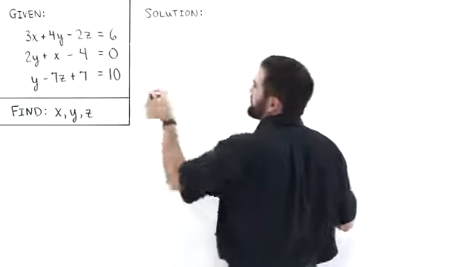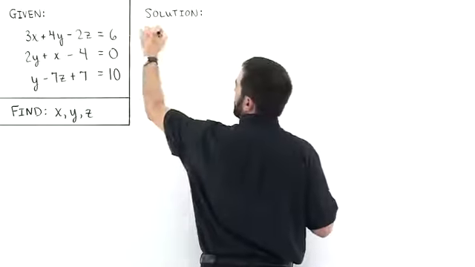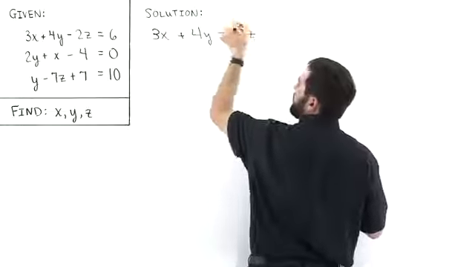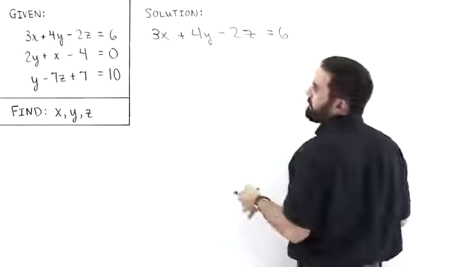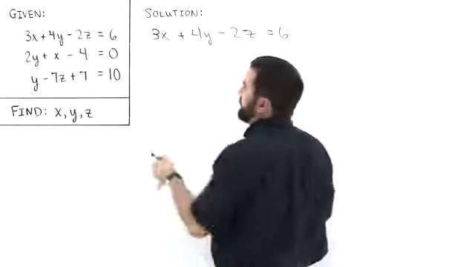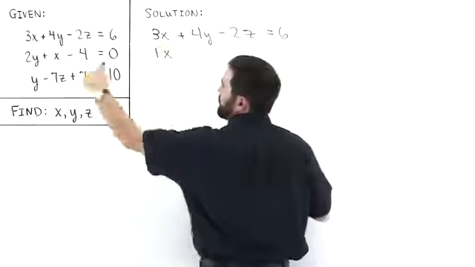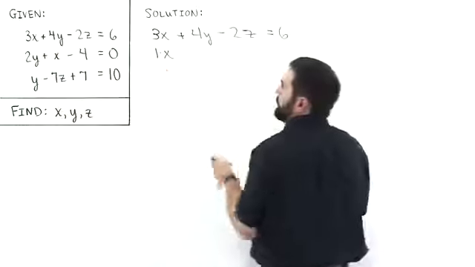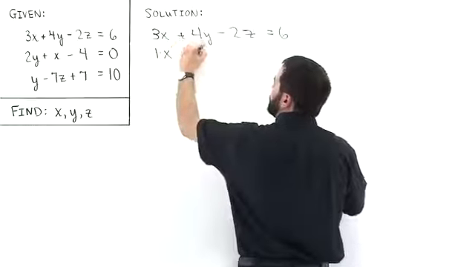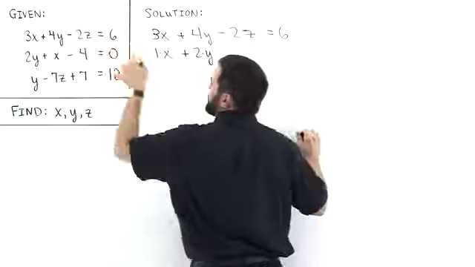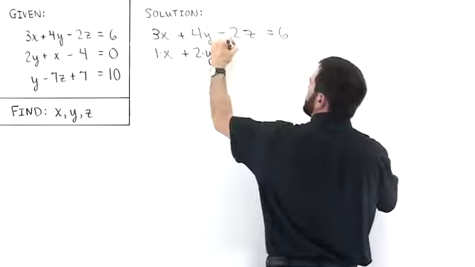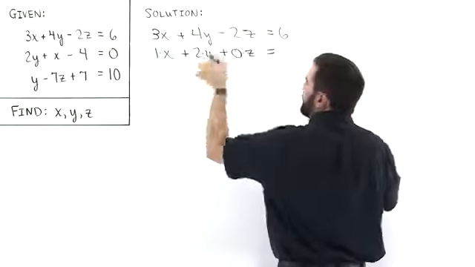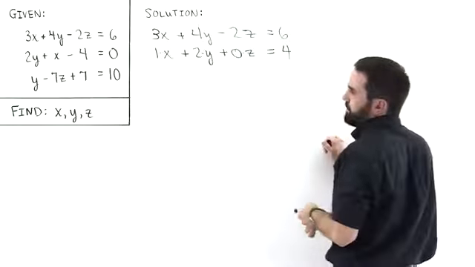So the first equation is conveniently already done for us. We have 3x plus 4y minus 2z is equal to 6. The second equation we're going to have to rearrange a little bit. We'll have 1 times x, switching the x and the 2y around, because there's understood to be a 1 right here, right? So we put the 1 in front, plus 2 times y. And there's no z in this equation, so we're going to put a placeholder: plus 0 times z, like this. And then bringing that 4 over to this side, it's equal to positive 4.